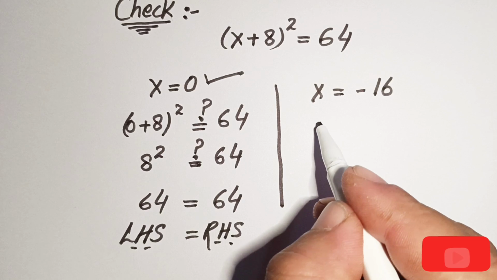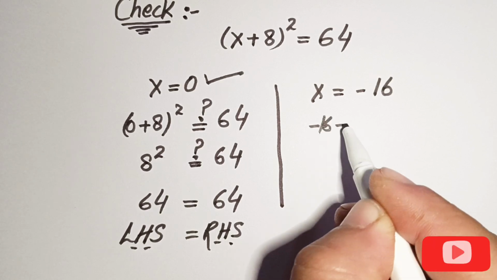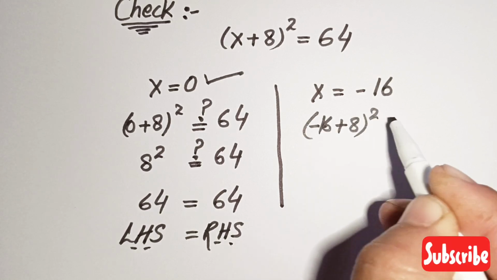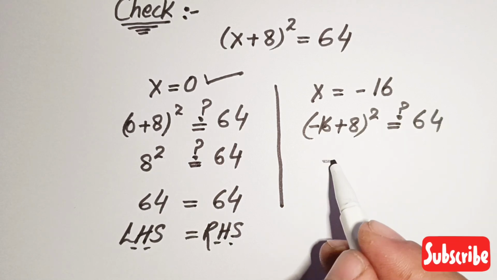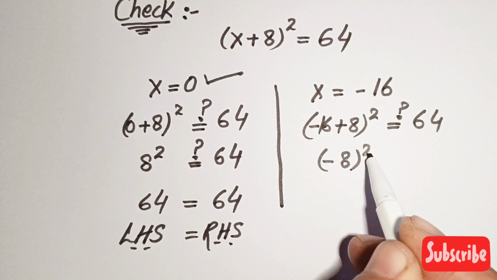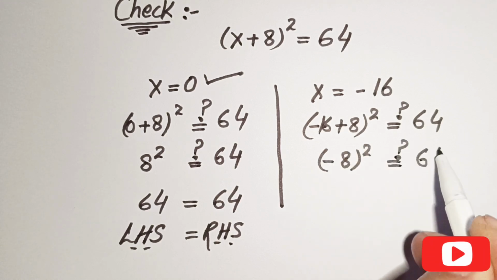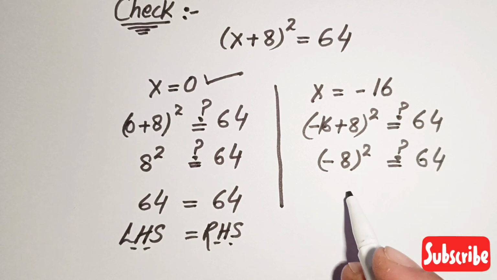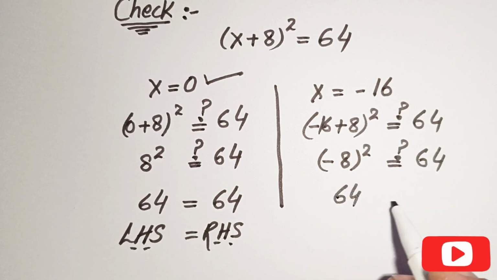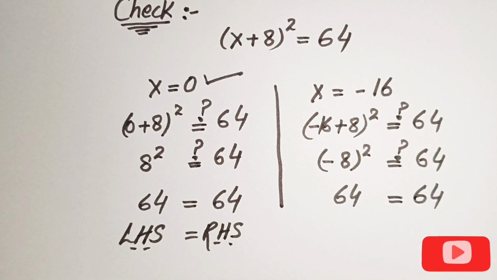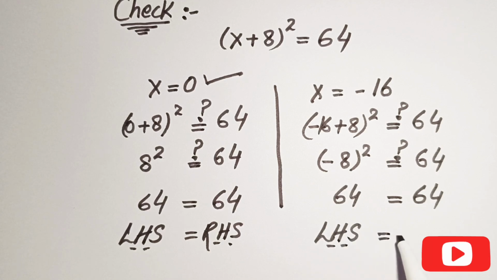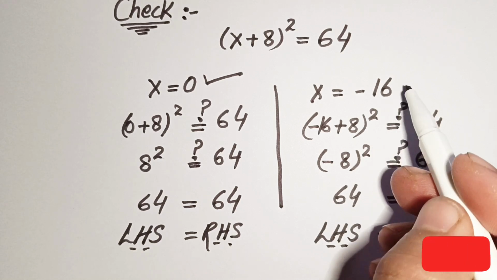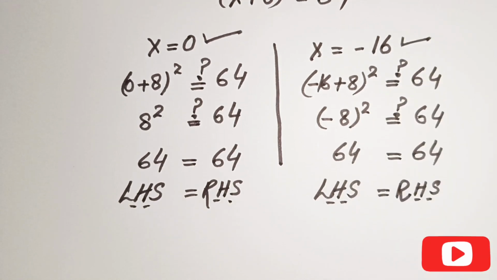Now solving for the other one, we have (−16 + 8)² = 64. Here −16 plus 8 gives −8, and (−8)² is 64. Now (−8)² is equal to plus 64, so 64 = 64. Left hand side is equal to right hand side. So our second solution of x, which is −16, is true for this problem.